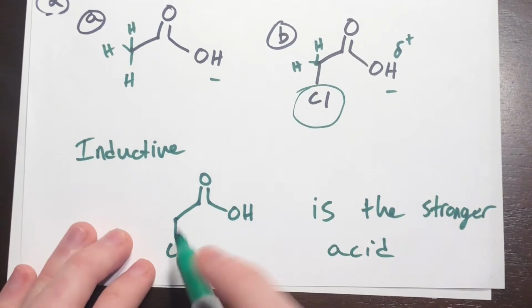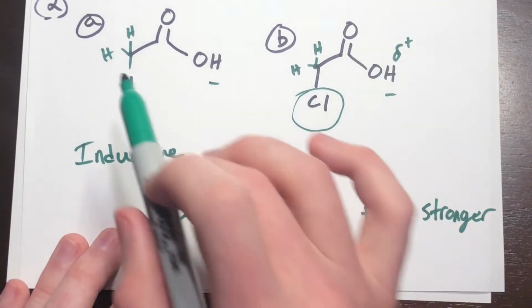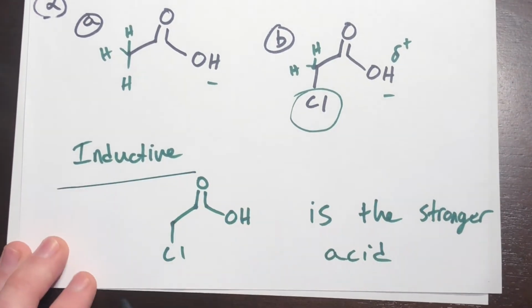The only difference is the presence of this chlorine, which is the reason why B is more acidic than A, and that is the inductive effect.